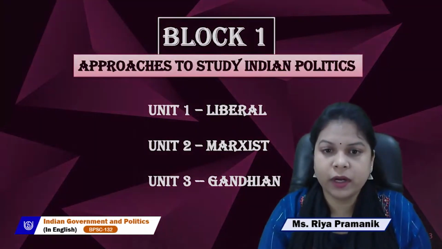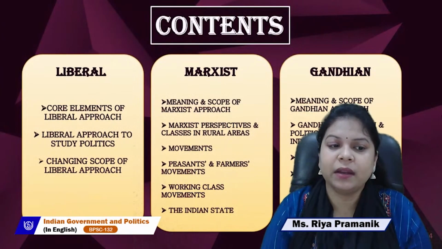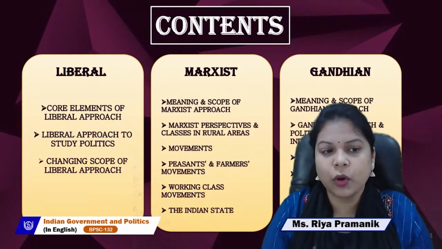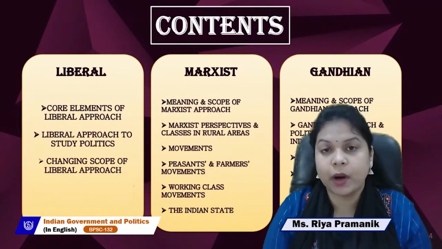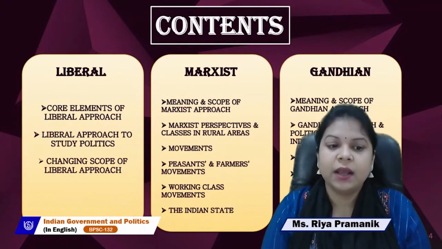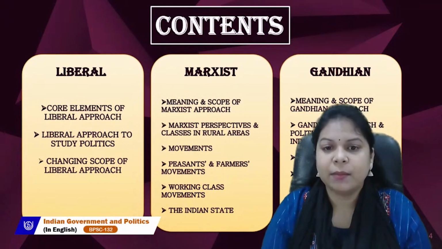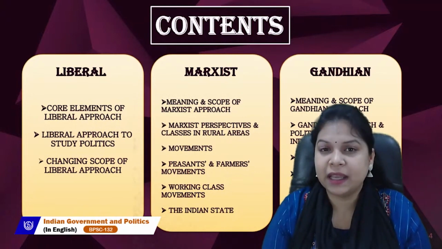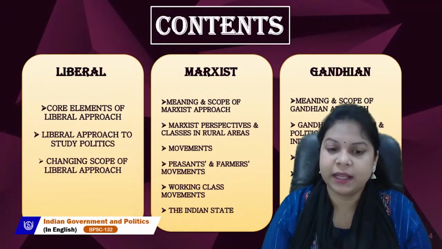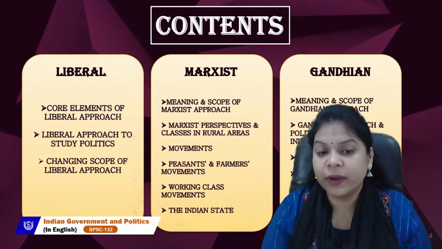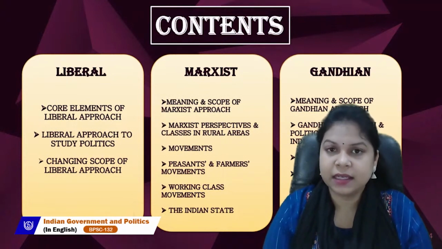In all these three approaches, we will be seeing what the main elements of these approaches are. In the first unit, we will be looking at the liberal approach, where we will be studying the core elements of the liberal approach to study politics, and the changing scope of the liberal approach. In the Marxist approach, we will be looking at the meaning and scope of the Marxist approach, Marxist perspectives, and classes in rural areas. Then we will be looking at movements, peasants and farmer movements, working class movements, and then the Indian state.